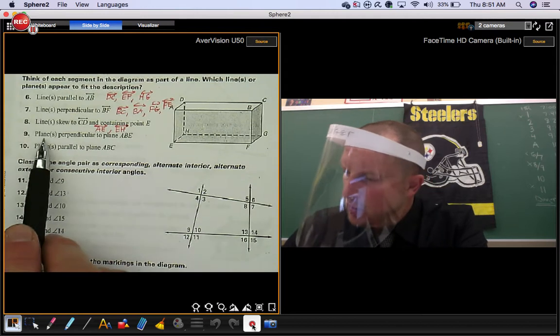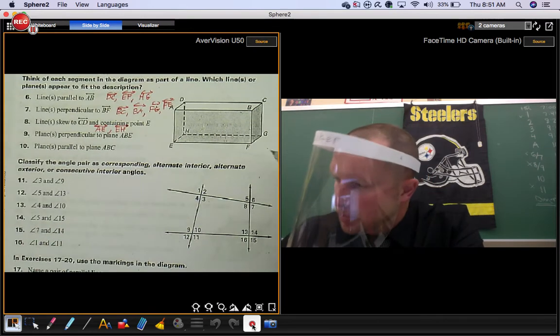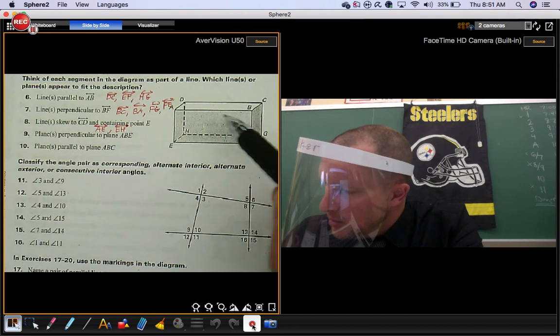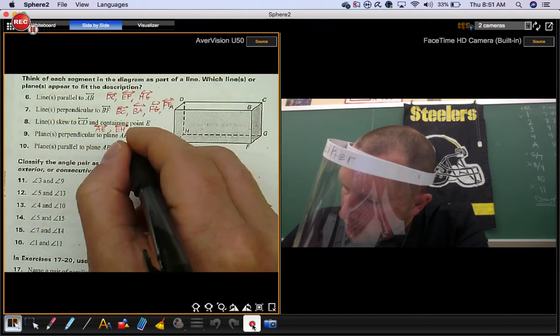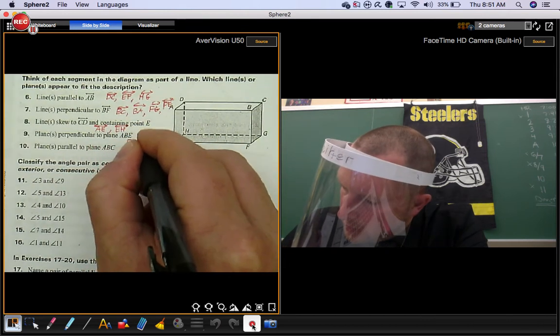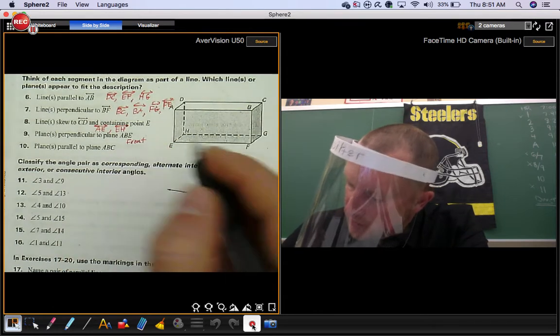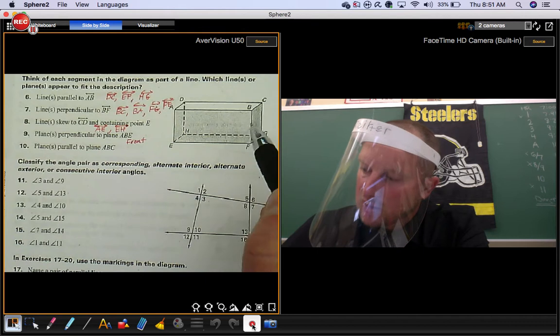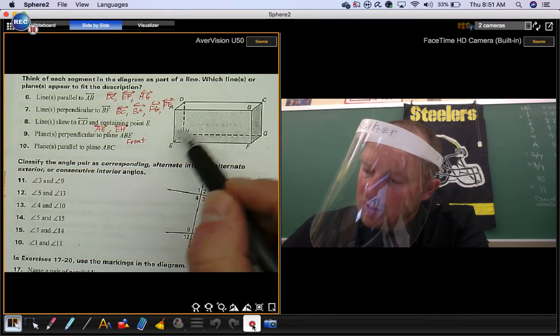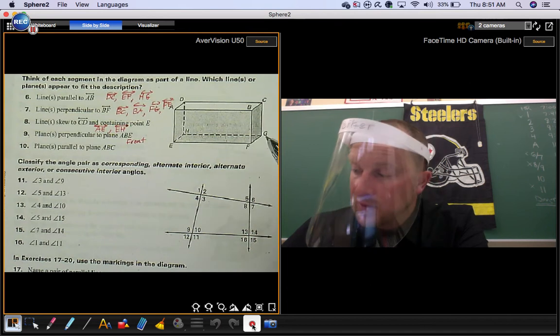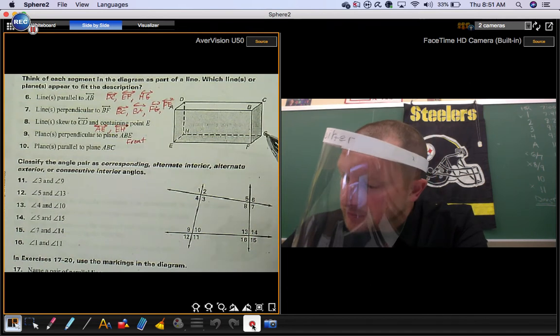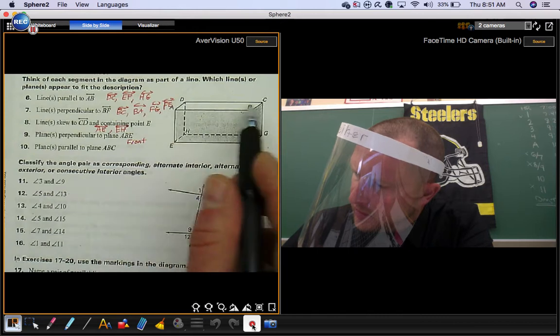Number 9, we're looking for a plane that's perpendicular to plane ABE. Plane ABE is the front wall. Okay, well, there's a few answers here. The front wall is definitely perpendicular to the ceiling. It's definitely perpendicular to the floor, and it's definitely perpendicular to the left wall and the right wall. So we have to name 4 planes. Okay, so we'll name the ceiling first.